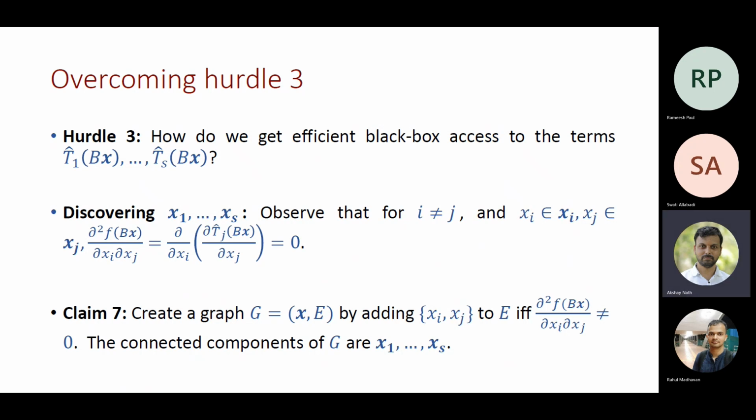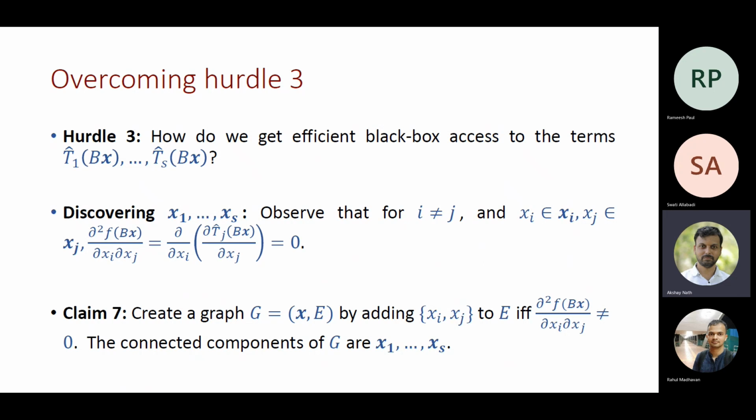And this already gives us some indication that probably by using double derivatives, we can find out the variable sets X1 to Xs. So what we prove is the following. In fact, a similar claim has also appeared in the literature before. Create a graph G as follows. Its vertex set is just the variable set, and its edge set is created as follows. We add an edge between the variables xi and xj if and only if the double derivative of f of Bx with respect to xi xj is non-zero.